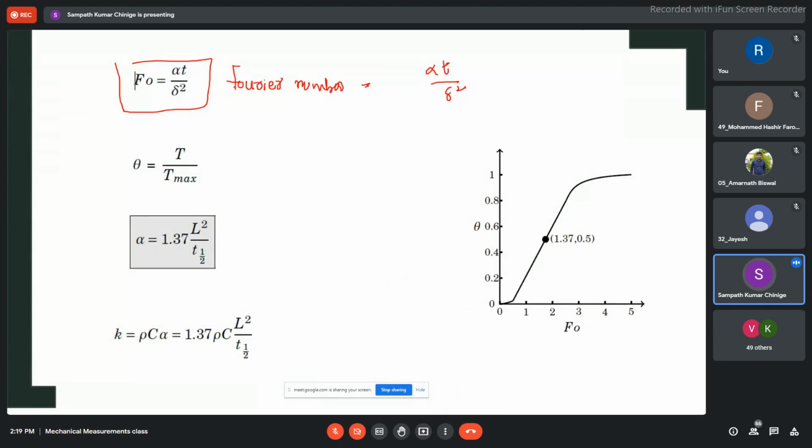So if you look at these units, it will be nothing because seconds and seconds will get cancelled. So whatever you are getting is non-dimensional. So alpha t by delta square you are taking. So this is one. And another thing is also the theta, whatever you are taking as non-dimensional temperature, which is T by T max. So how do you calculate T by T max?